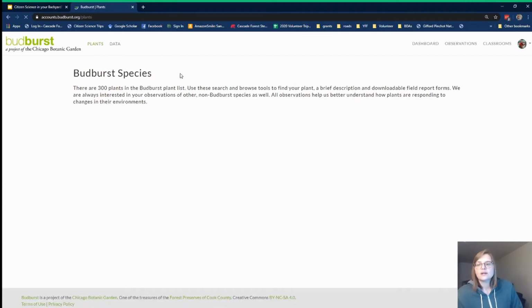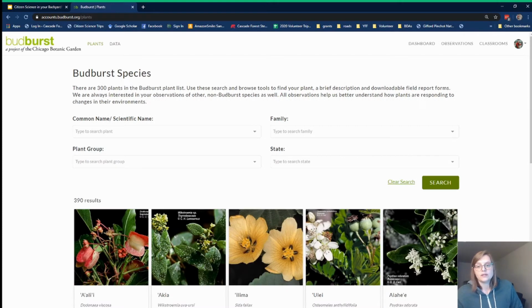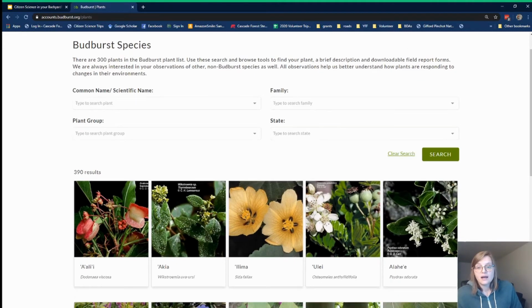So basically, all Budburst wants people to do is to observe the different phenophases of plants: leafing, flowering, fruiting, when leaves start to change color, and then when leaves fall. They have a list of 390 species that researchers are most interested in, but they will accept data on any plant species. I'd say deciding on the plants that you want to observe is definitely the hardest part.